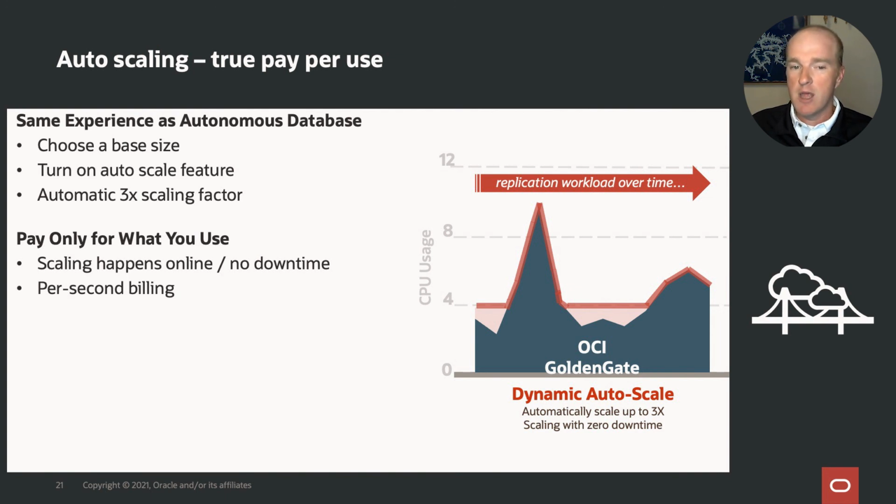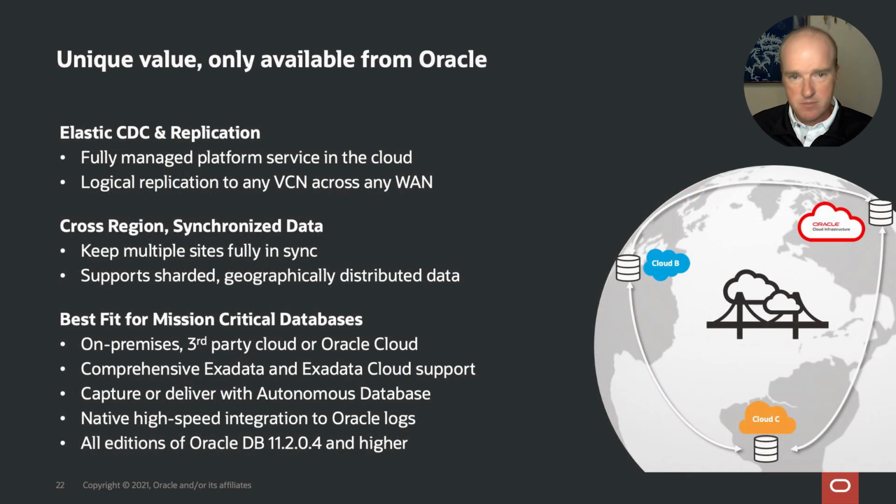There would be no downtime. This would scale automatically, and you would be metered appropriately. As soon as you're not using that, it would go right back down, and you wouldn't be metered again until the next time consumption goes above. So it's per second billing. Scaling happens online. There's no downtime.